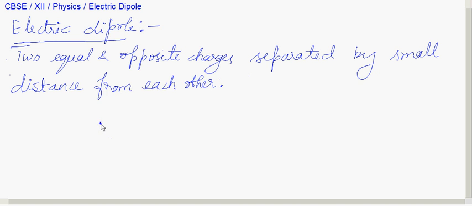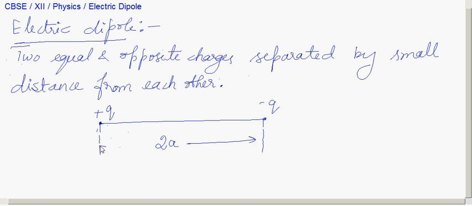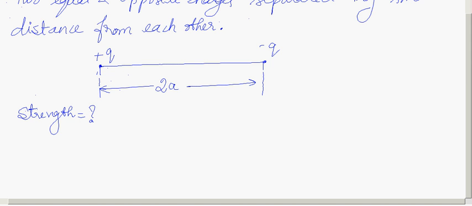We can consider two equal and opposite charges. The magnitudes are same, so if one charge is plus q, the other is minus q, separated by some distance, let me take it as 2a. Now, how to measure the strength of this dipole? The strength of a dipole is measured by its dipole moment.